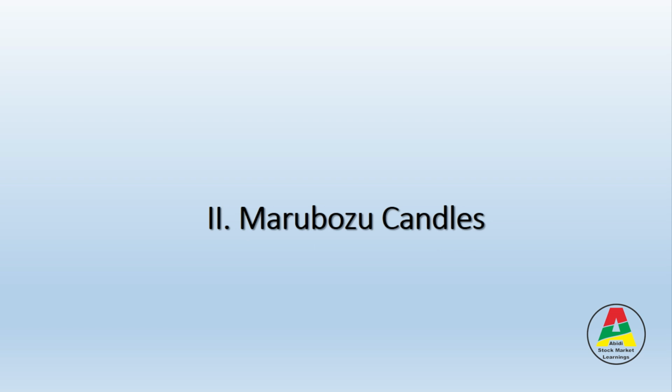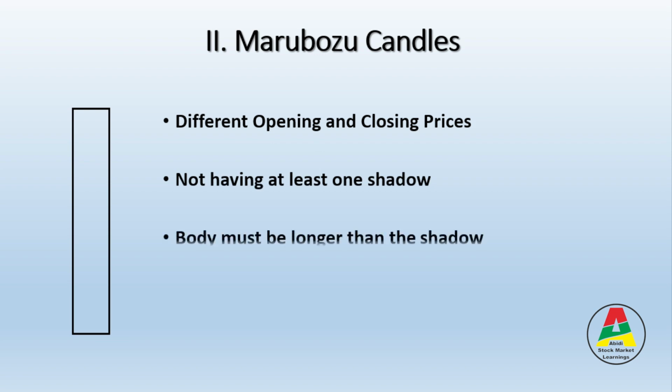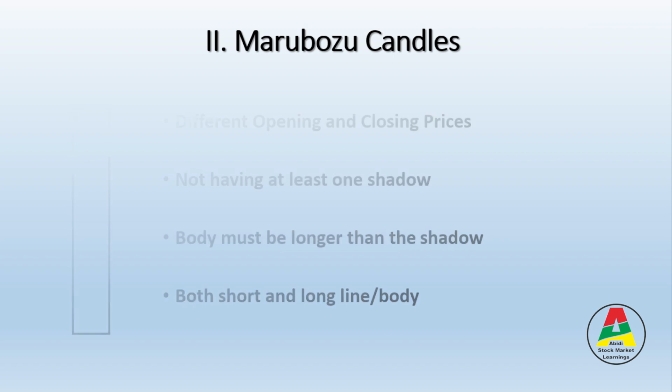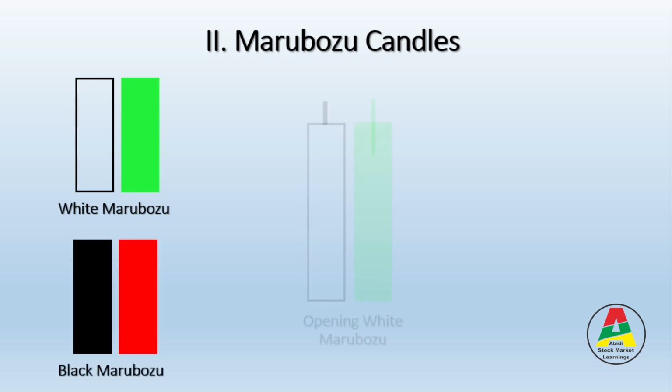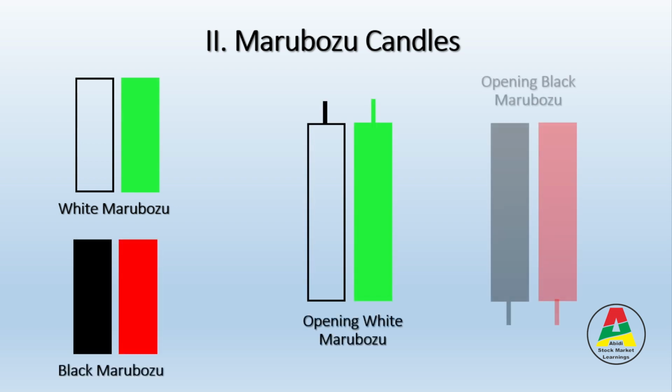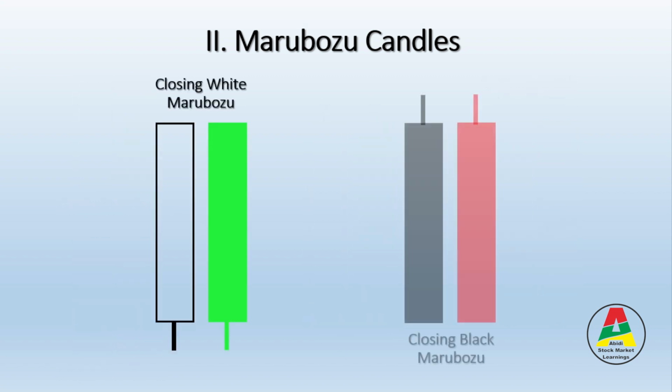Let's take a look at classification number 2, the Marubozu candle. The features are different opening and closing prices, not having at least one shadow. In case a single shadow exists, the body must be longer than the shadow. The Marubozu occurs for both short and long lines and bodies. For example, white Marubozu, black Marubozu, opening white Marubozu, opening black Marubozu, closing white Marubozu, closing black Marubozu.